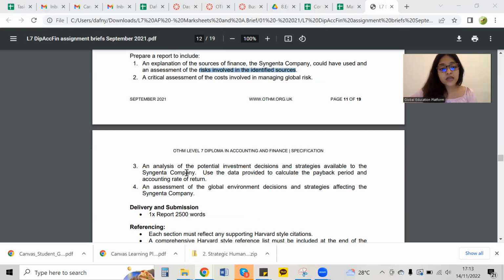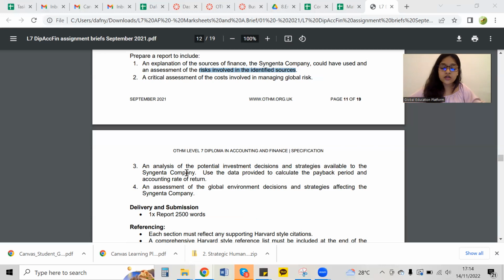The fourth section, an assessment of the global environment decisions and strategies affecting the so-and-so company. Right. So here it's about the global environment decisions and strategies. So we've discussed the global environment, PESTLE factors, and so on. So you identify those in terms of academics, and then you show theoretical knowledge, and then based on the case study, you have to assess the global environment decisions and its strategies that would affect the company. So in which ways it could affect. So that is what you need to discuss.